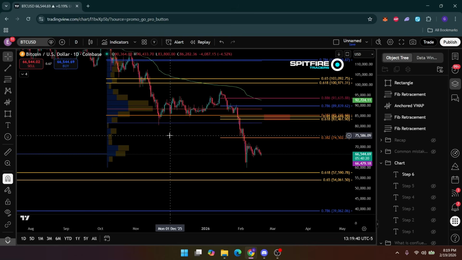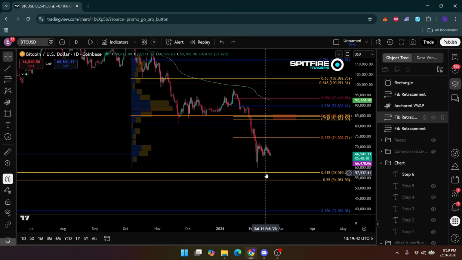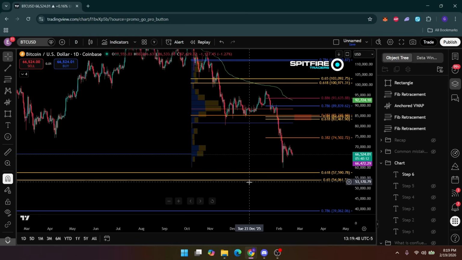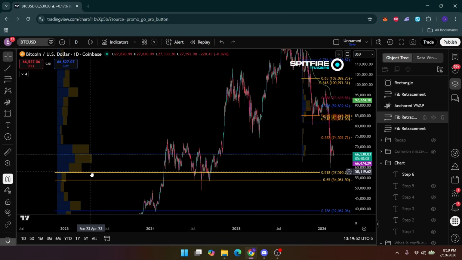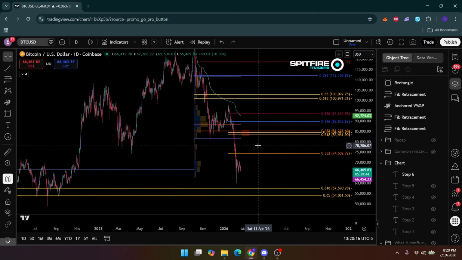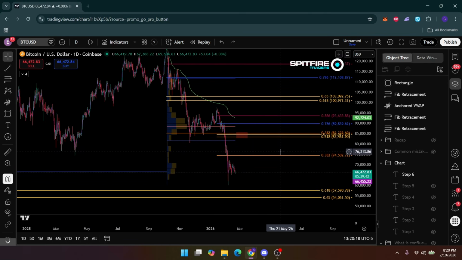For support, the first one will be golden pocket, because this one is a macro golden pocket from bear market lows to all-time high. Let's see if we have any other things here. We have a bit of volume right on the top of the golden pocket. This is how you find areas of confluences. Places where multiple tools line up in the same area. That's where trades are built, not from one indicator, but from stacked probability.